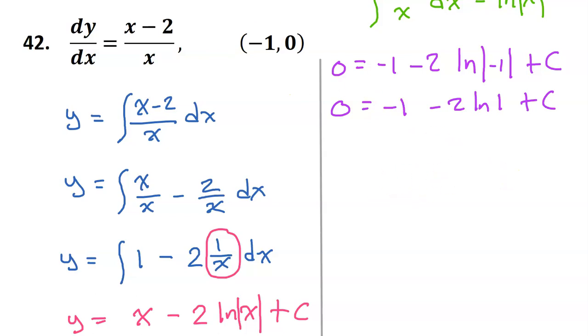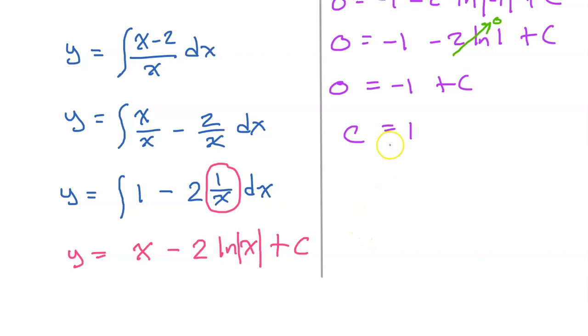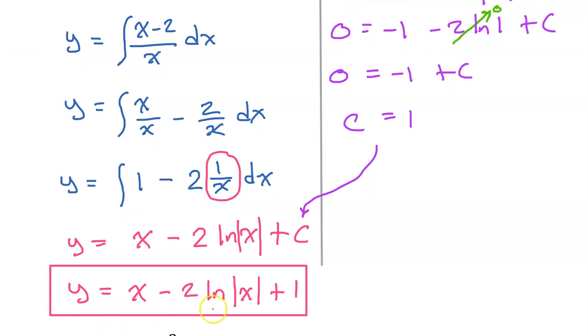Anyway, so if the natural log of 1 is 0, then this term is going to be 0. So that just leaves me with 0 equals negative 1 plus c. And adding 1 to both sides, we get c equals 1. So now we can finish up the problem by substituting 1 back in for c. Kabam! This is the solution to the differential equation.